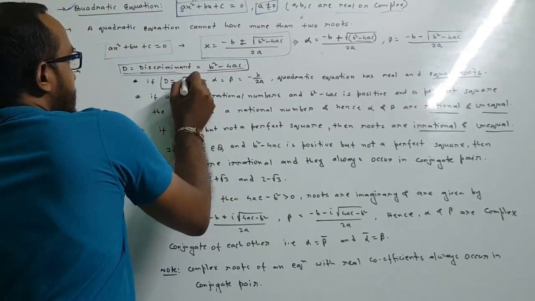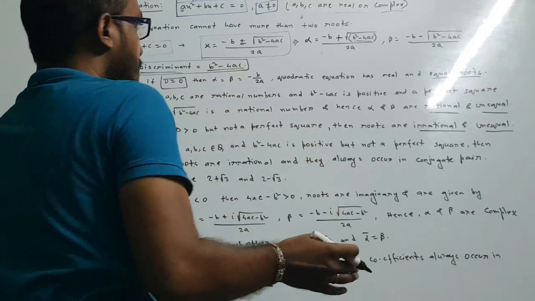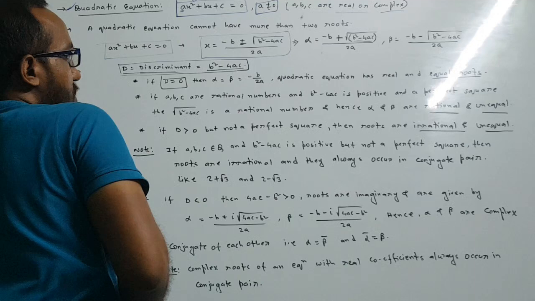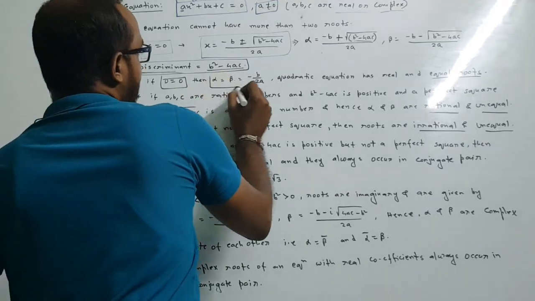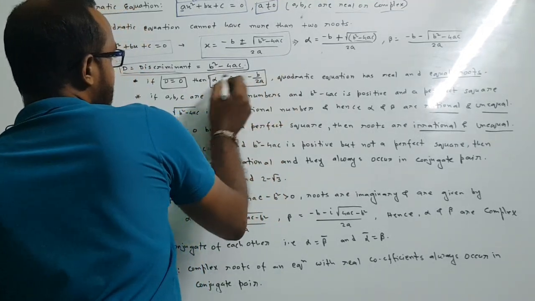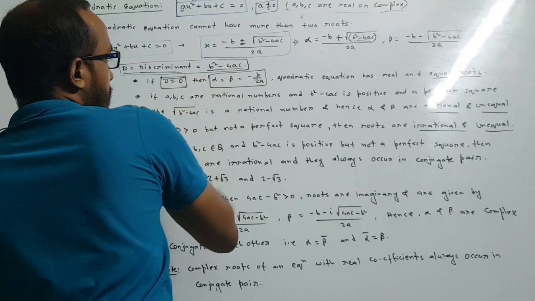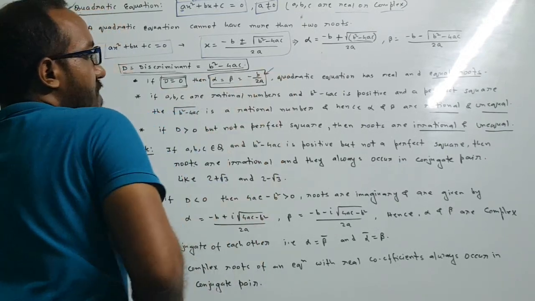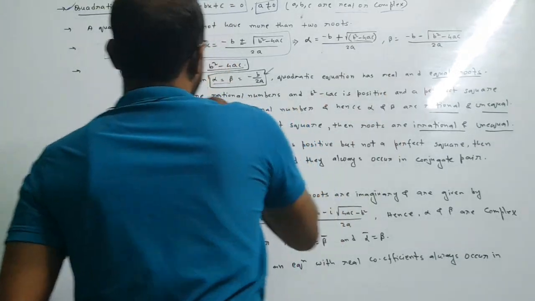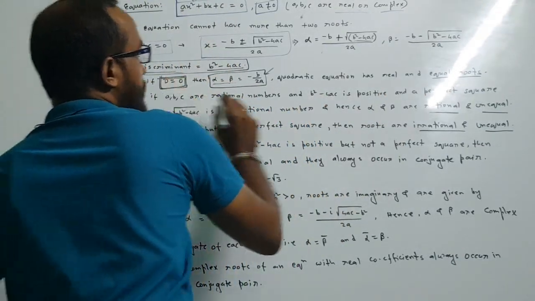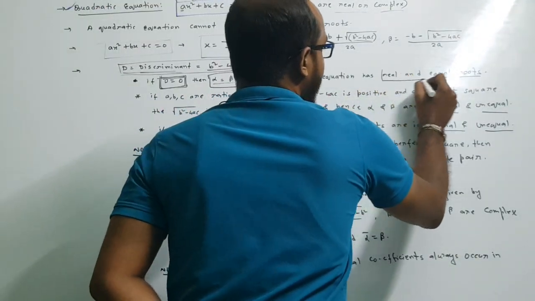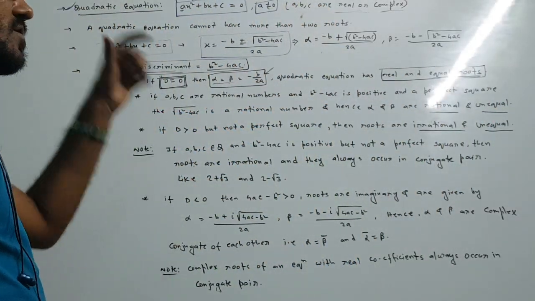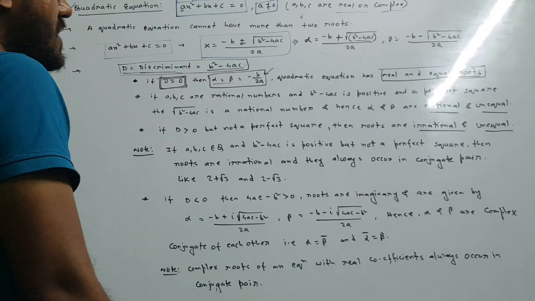If this discriminant is 0, that means b square minus 4ac equals 0, then alpha and beta, both roots, are the same, given by minus b by 2a. So remember this, if discriminant equals 0, you have real and equal roots, because in the exam they will ask you about the nature of the roots. That is the most important part, nature of the roots.